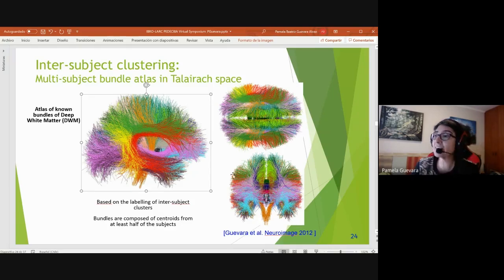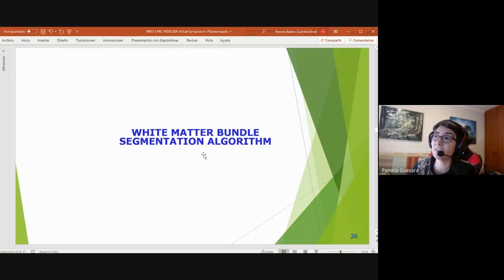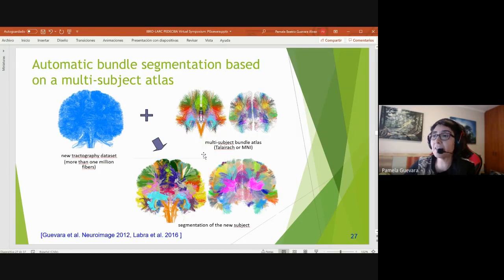And this atlas, okay, we have the main bundles. Maybe it's not perfect, but it is a representation of what we found in this database. And with these bundles, with this atlas, we can segment bundles in new subjects. That is the advantage. And here again, we need another algorithm. The algorithm that we use is very simple. It's not really machine learning because it's simpler than that.